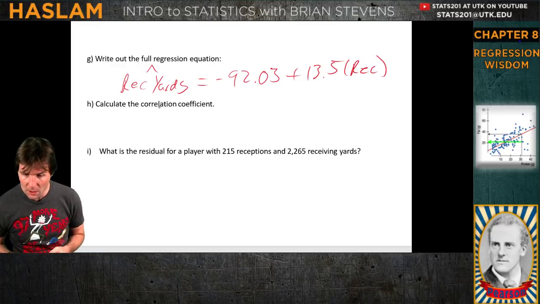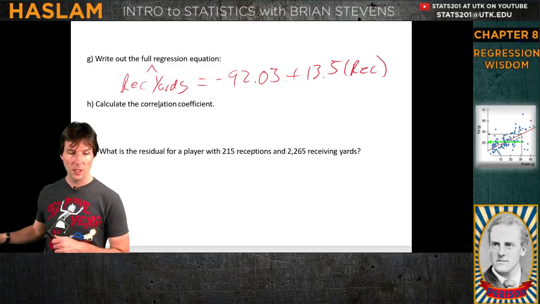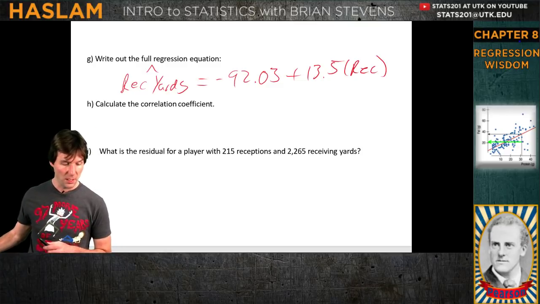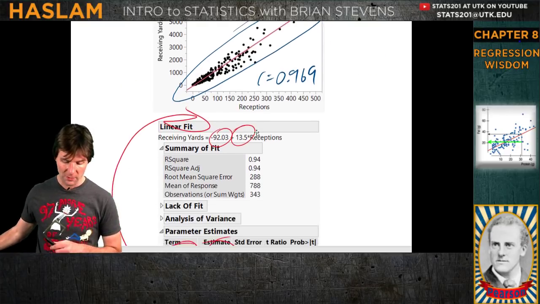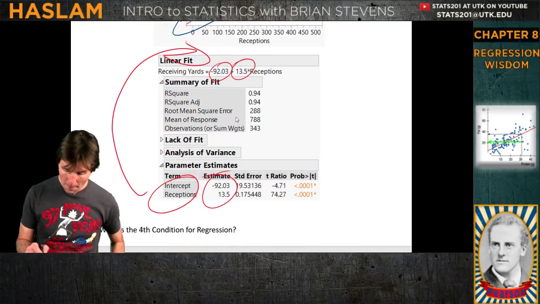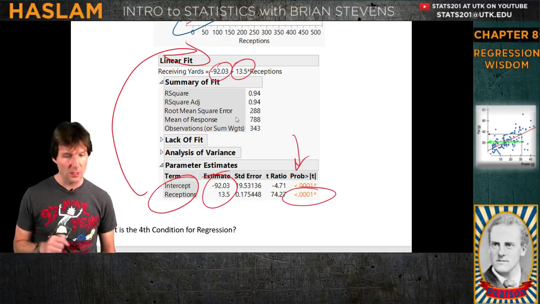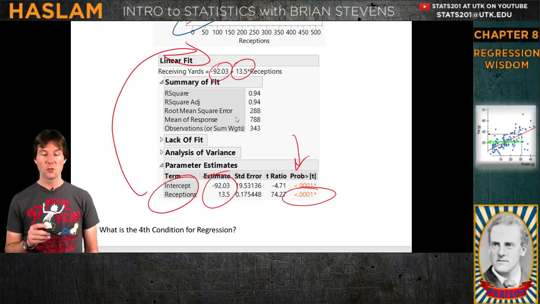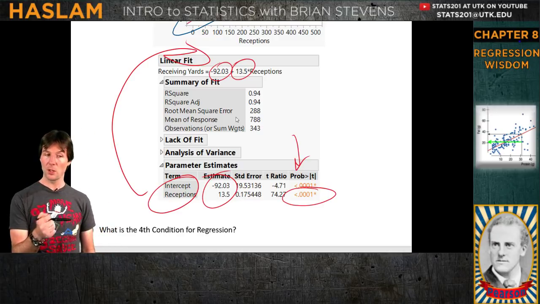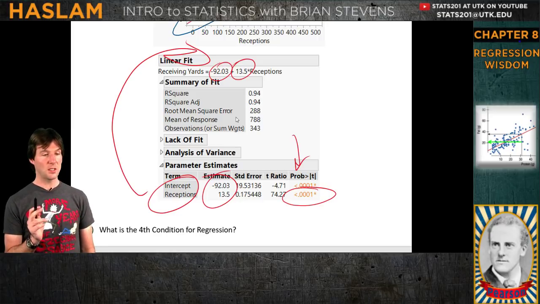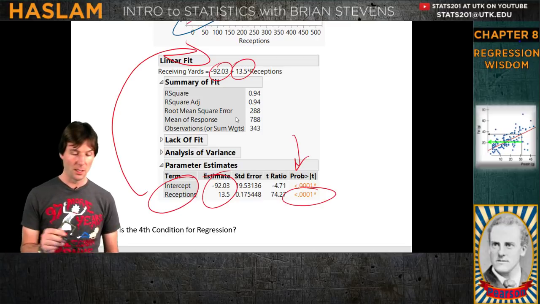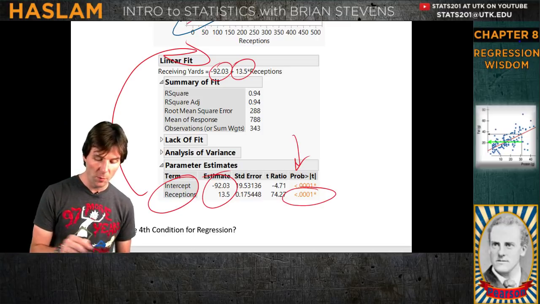What does it mean for something to be statistically significant? Good question. For something to be statistically significant, it means the p-value is below 0.05. So when we look at the slope right here, the slope is statistically significant because the p-value for the slope is below 0.05. So remember, and this is good for way later in the course, if something is statistically significant, the p-value is below 0.05. Does that make sense?